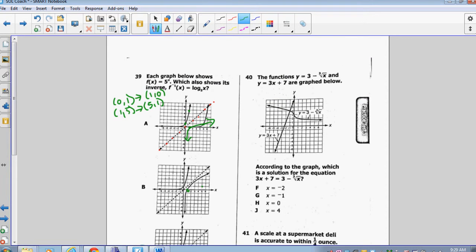40. We have two functions, and we want to know the solution for when the functions equal each other, so that would just be where they cross, right here. And that looks like x equals -1.